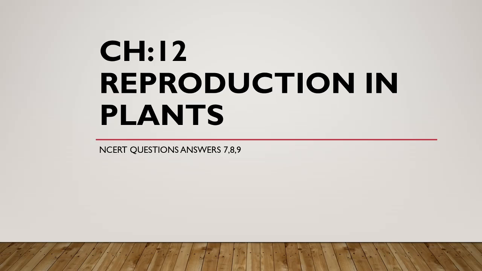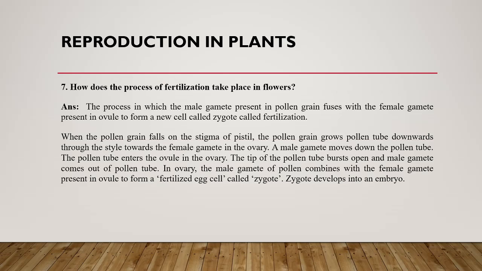Now, as we were doing chapter number 12, that is reproduction in plants, and we had discussed some questions of NCERT. So today we will continue with the NCERT question discussion, that is question number 7, 8 and 9. So first one, how does the process of fertilization take place in flower?